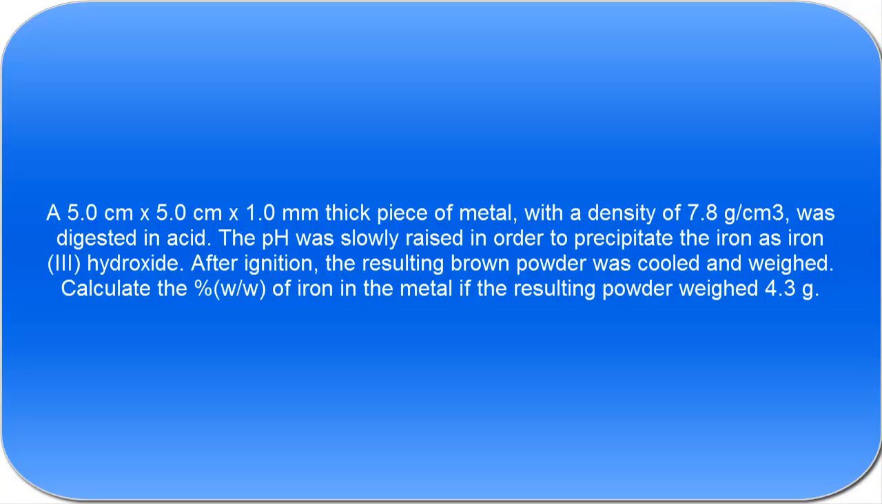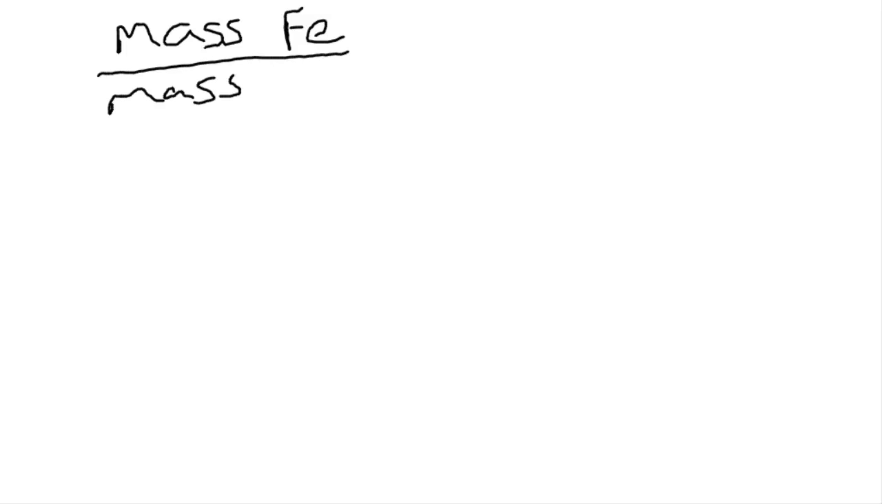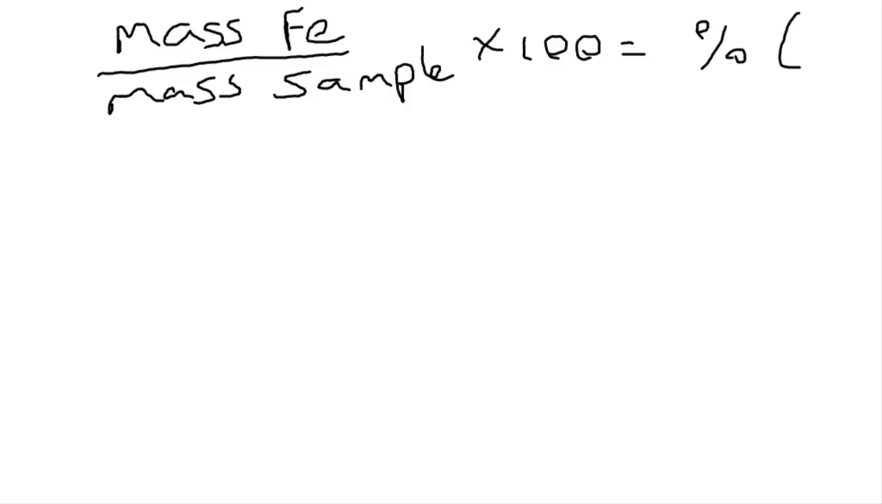This question is asking for the mass percentage of iron in the metal sample. So again, make sure we understand what we mean by mass percentage or weight percent. We need to know the mass of iron and divide that by the mass of the metal, or the mass of the sample, and multiply by 100 to get a percent. So that will be percent weight per weight.